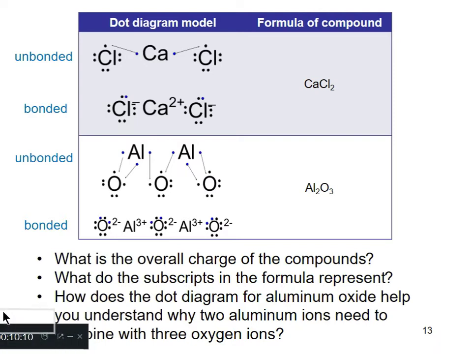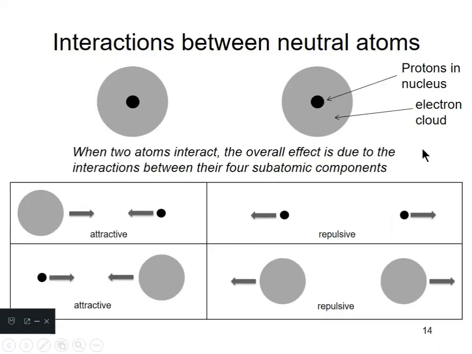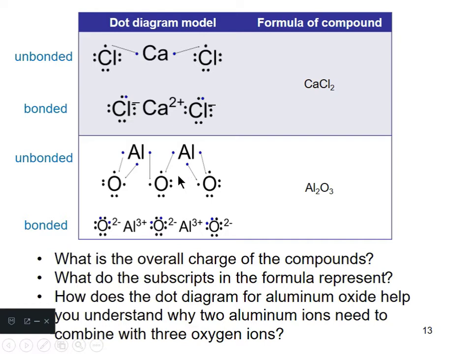Question number one is, what is the overall charge of the compounds? Compounds mean once it's bonded. What do the subscripts in the formula represent? That's over here. How does the dot diagram for aluminum oxide, that's this one, help you understand why 2 aluminum atoms are needed to combine with 3 oxygen atoms? Why isn't it 1 and 1? Why is it a ratio of 2 to 3? So take a second and look at those. Okay, let's go through the answers.